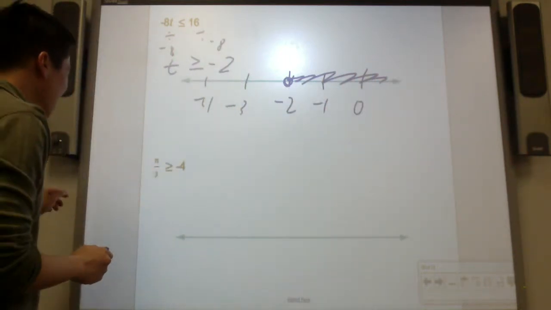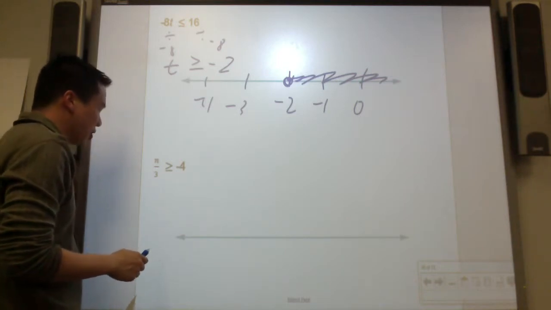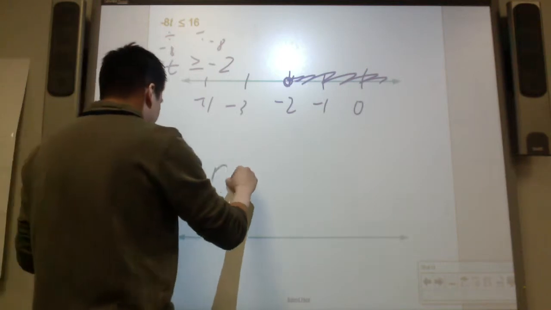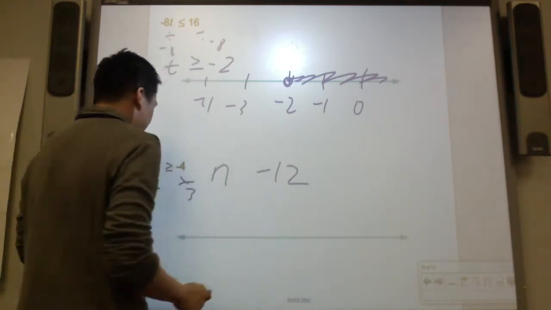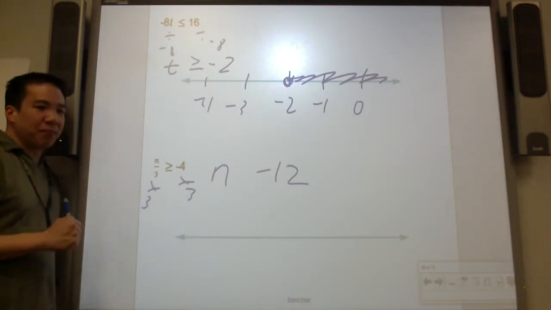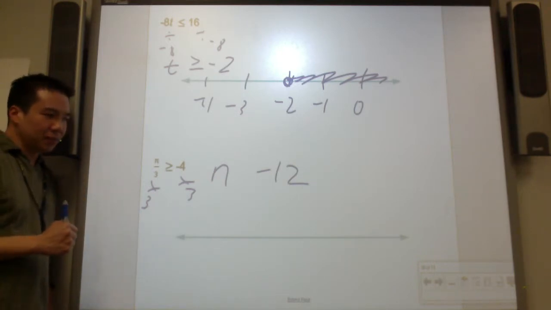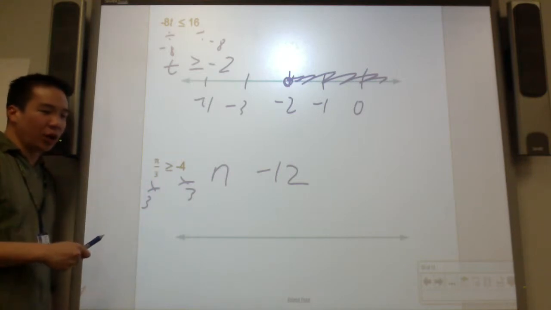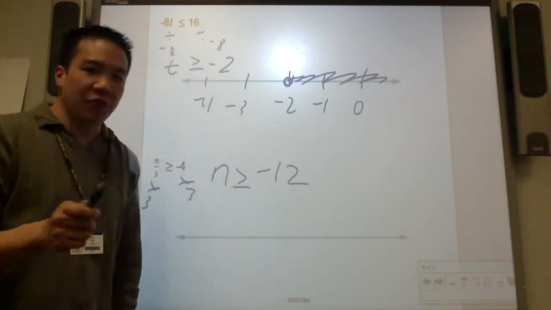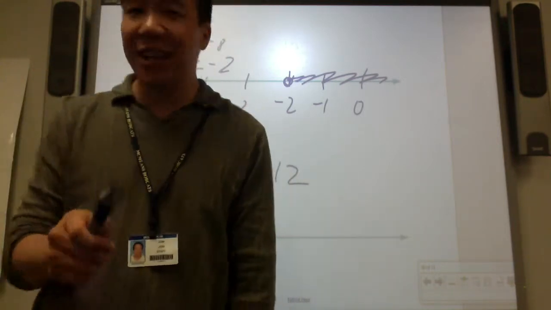Next one. What is the inverse operation of divide by 3? Multiply by 3. So it's n, and this is negative 3, 12. All right, this is a trick question. I am multiplying by 3. Is this a flip-flop? Are we flip-flopping the inequality? No, we are not. Because you only flip when you're multiplying or dividing by a negative number.